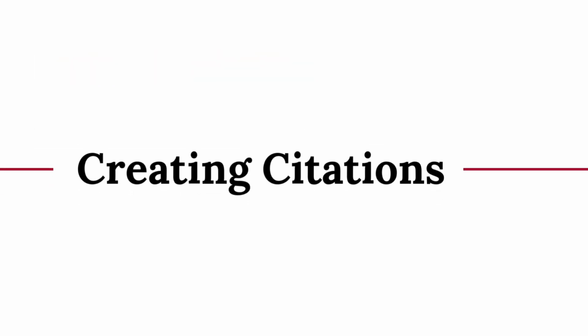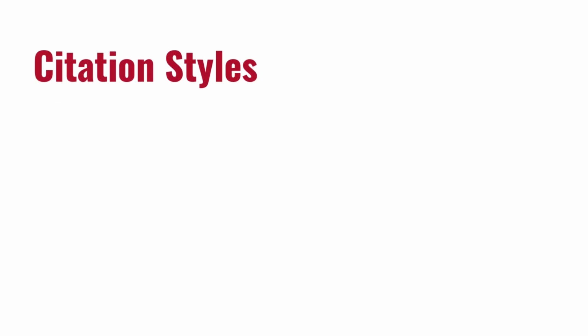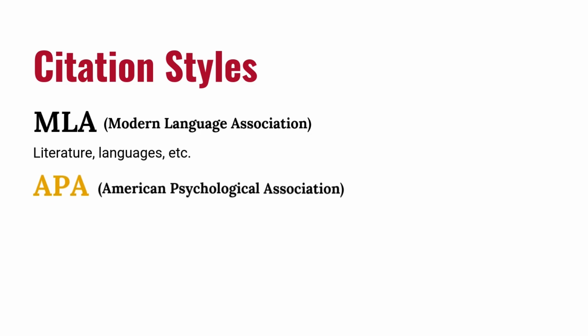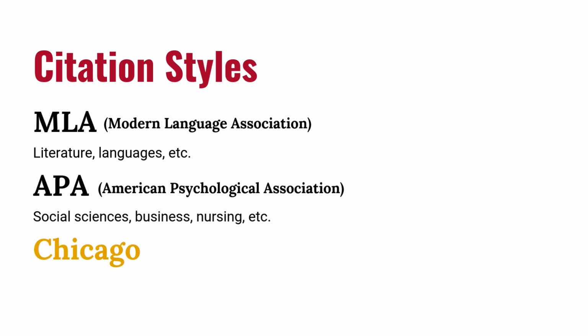The order in which you include this information and how you format it, such as when to use italics, where to put parentheses and periods, and more, depends on which citation style you use. Different styles are common in different disciplines, and your professor may tell you which style to use for your assignment. If you're not sure, the 3 most common styles are MLA for disciplines like languages or literature, APA for disciplines like the social sciences, business, or nursing, and Chicago for disciplines like history or the fine arts.